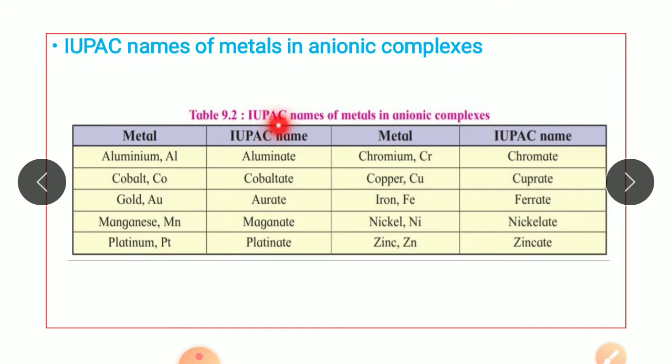Moving forward, now this is the table containing IUPAC names of metals in ionic complexes. We have seen in the last point that the name of the metal in anionic complexes changes to -ate. So aluminium becomes aluminate, cobalt becomes cobaltate, gold becomes aurate, manganese becomes manganate, platinum becomes platinate, chromium becomes chromate, copper becomes cuprate, iron becomes ferrate, nickel becomes nickelate, and zinc becomes zincate. Now let's see some examples, and using these rules we will write the IUPAC names of some complexes.